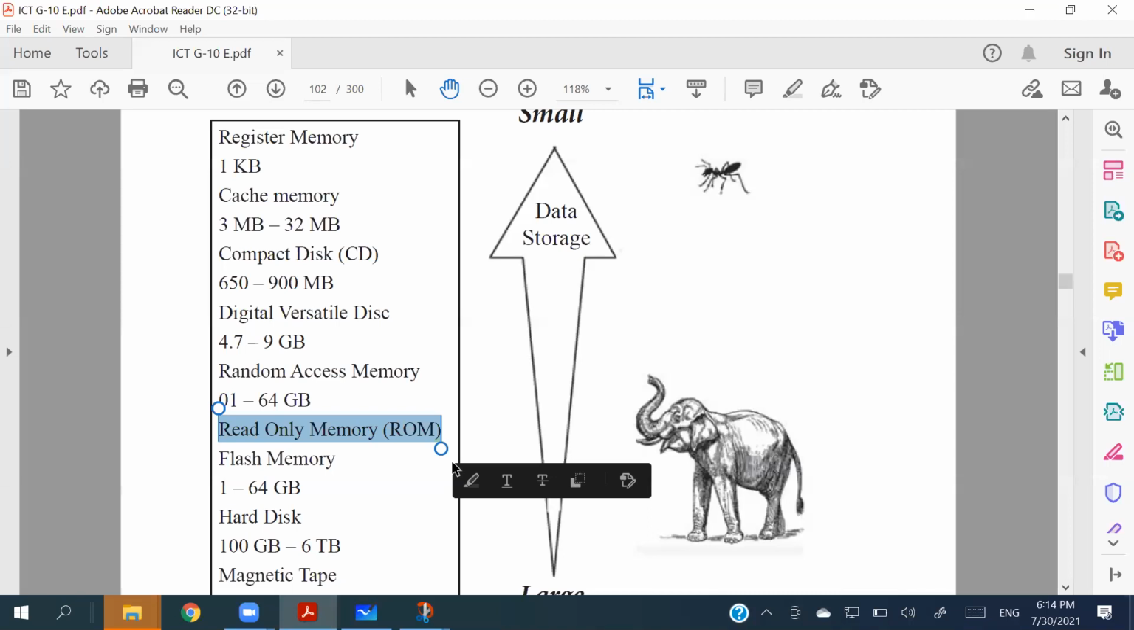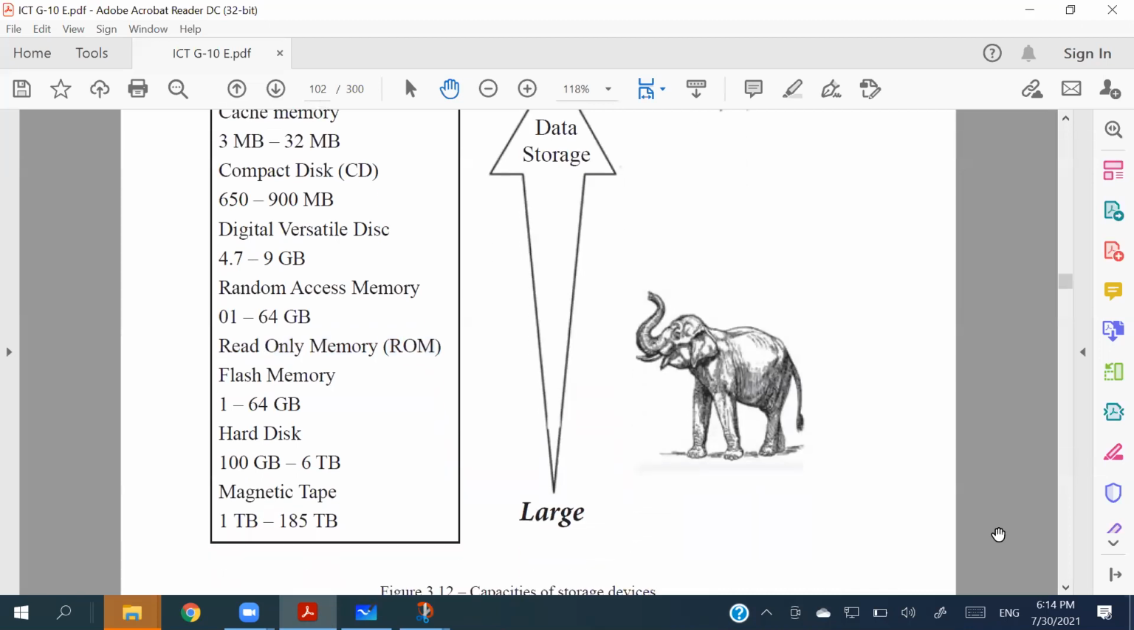Then the flash memory means the pen drives and all these things, right? And the micro SD chips and all these things, they come in the range between 1 to 64 GB, right? And hard disks, yeah, they are the main storage devices that we can find in our computer system. It goes from 100 GB to 6 TB, now it's beyond 6 TB as well, right? And the very last one is called the magnetic tape.